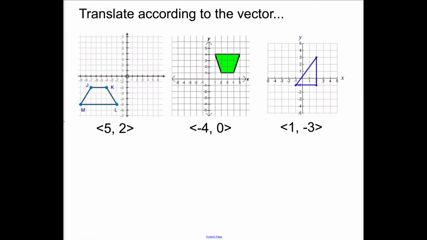So now we've had a chance to look at translating according to vectors, translating according to rules, and writing vectors and coordinate rules to describe transformations. Here's what I'm going to ask you to do, folks. Take a second and pause the video. Try to do these 3 translations. Translating JKLM according to vector 5, 2. Translating this trapezoid in the middle according to the vector -4, 0. And translating this triangle according to the vector 1, -3. Please pause the video and try to do those translations. Then when you're ready, unpause and you can see what I got.